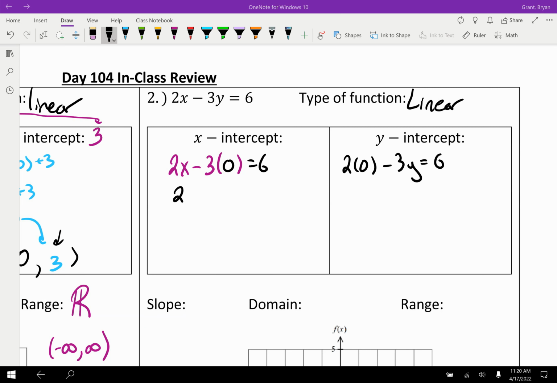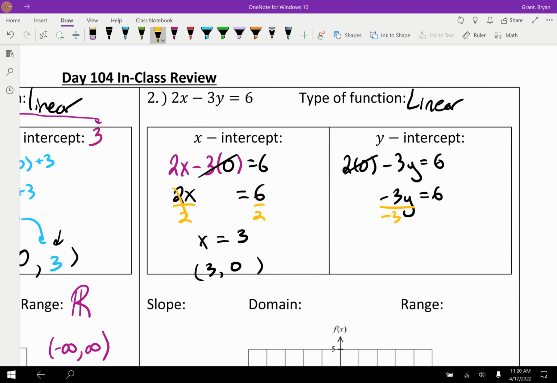So 2x, negative 3 times 0 cancels, equals 6. Over here, 2 times 0 cancels, negative 3y equals 6. How do you isolate x? Well, we divide by 2 on both sides, and that tells us that the x-intercept will be at 3, or in particular, (3, 0). Same thing for the y.